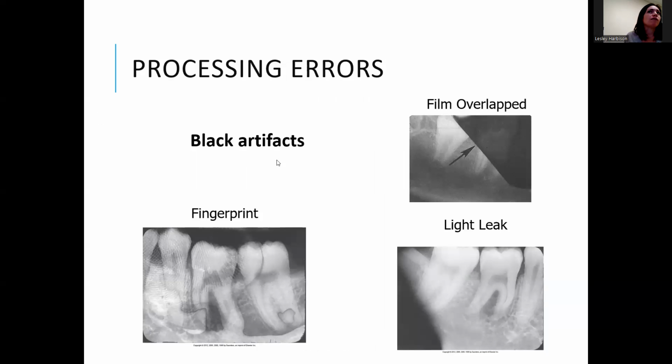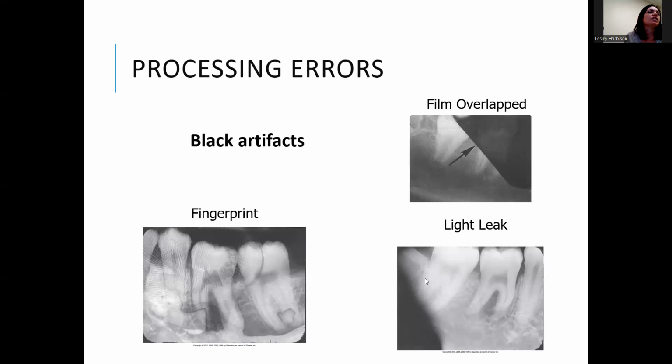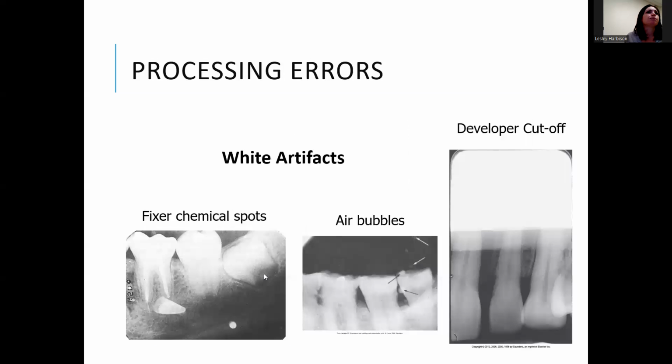Some other black artifacts are overlapped film and light leak. See how it's a little diffuse through there? That's how you can tell the difference between a fixer cutoff and a light leak. One is a sharp line, the other is more diffuse. Fingerprints all over the film here.